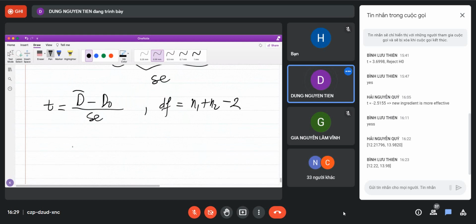Do you understand? You can also use that to get a confidence interval. Let's say d bar plus or minus the t value times the standard error, right? Is that okay, everybody? May I move on?